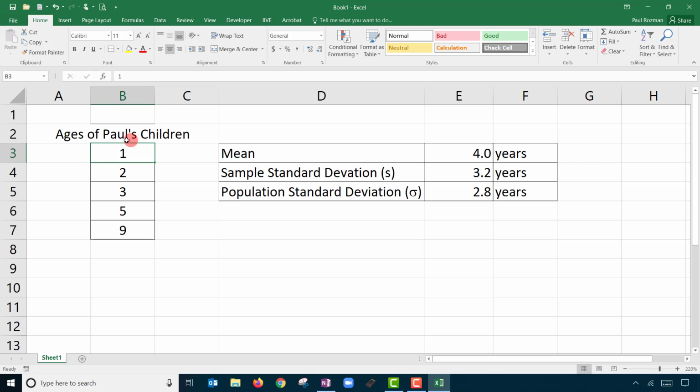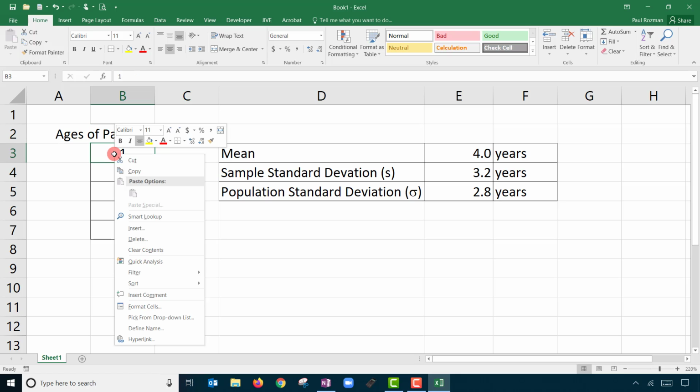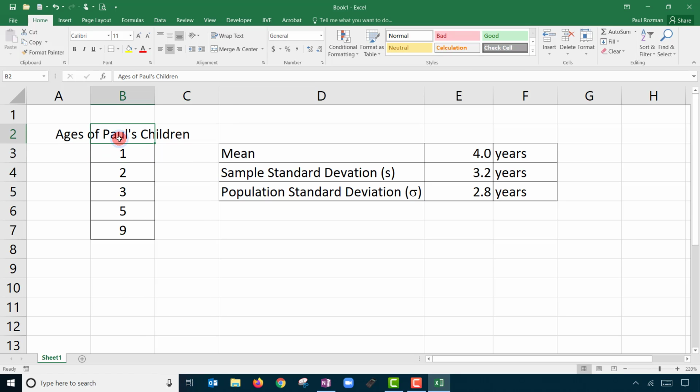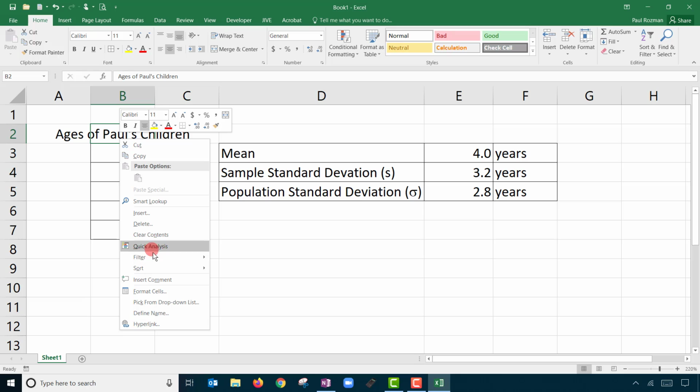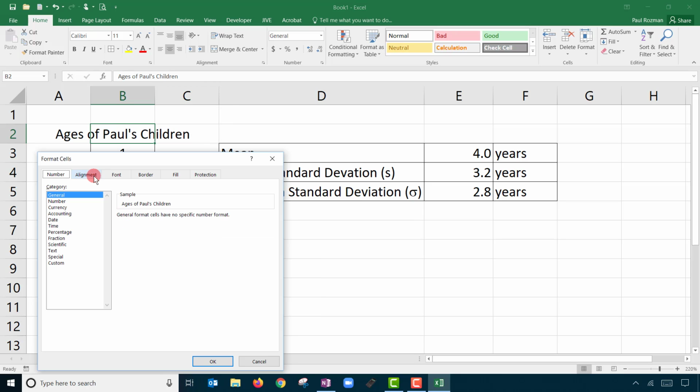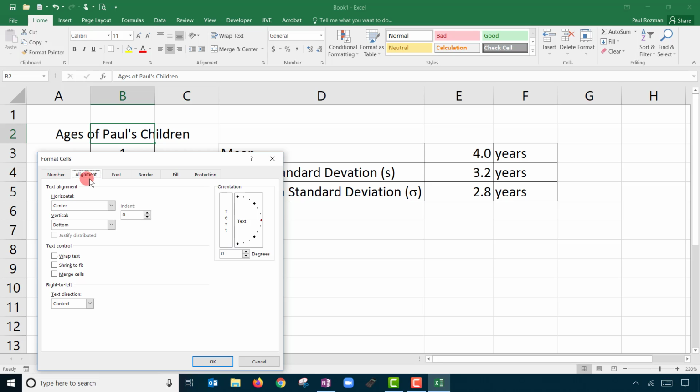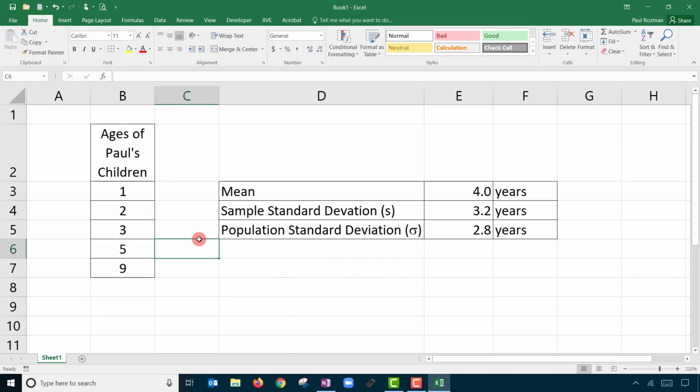And you notice that it didn't fit in there very well. A cool thing you can do is right click on that cell and format it, and in the alignment tab here, you can wrap the text so that it'll allow it to go to more than one line, like that. And that looks pretty cool.